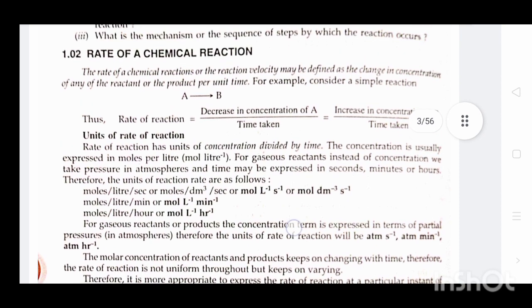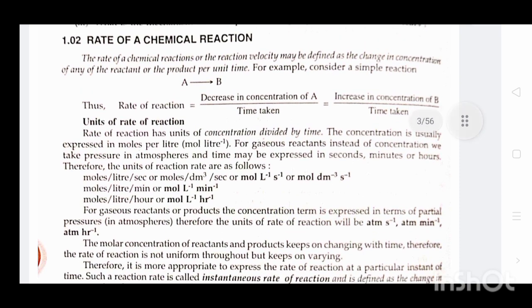Rate of reaction. The rate of a chemical reaction, or the reaction velocity, may be defined as the change in concentration of any of the reactants or the products per unit time. For example, consider a simple reaction. Rate of reaction equals the decrease in concentration of A divided by time taken, which equals the increase in concentration of B divided by time taken.